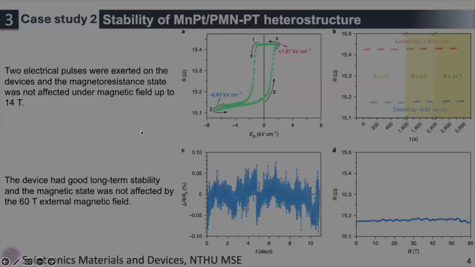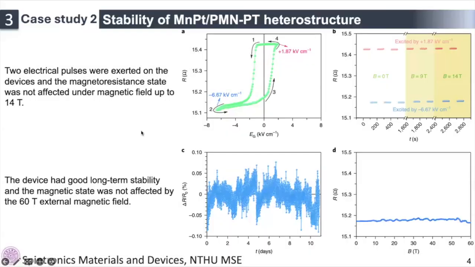They also examined the stability of the manganese platinum and PMN-PT heterostructure. And the saturation resistance and the corresponding electric field was first identified in figure A. Then an external magnetic field was applied between these two resistance states. We can see from figure B, the resistance at high and low resistance states did not change under different magnetic field.